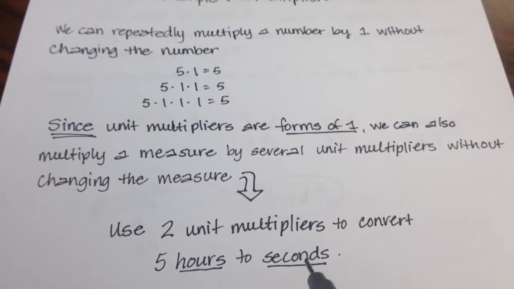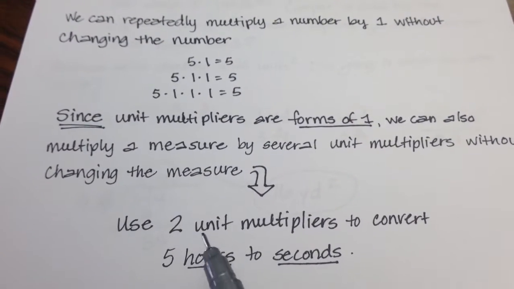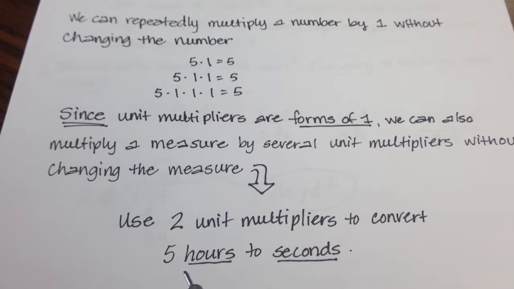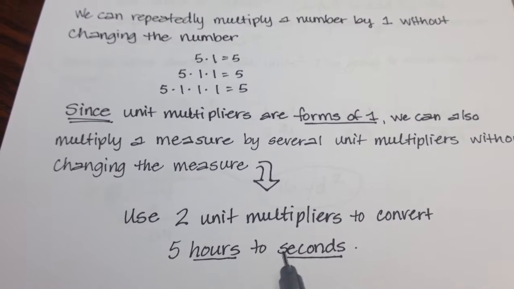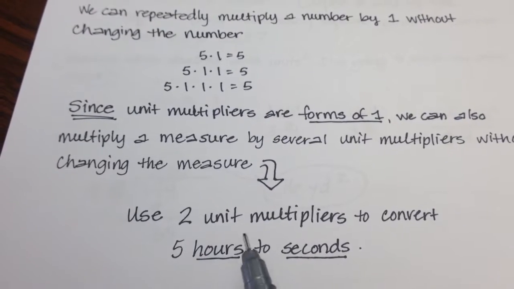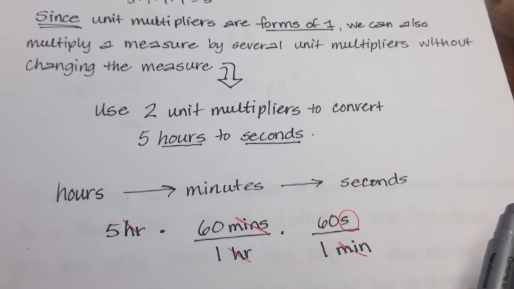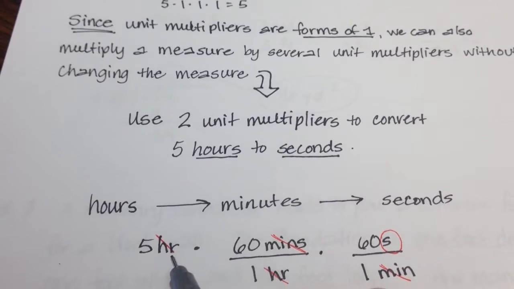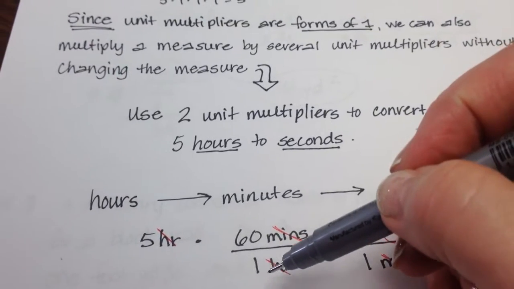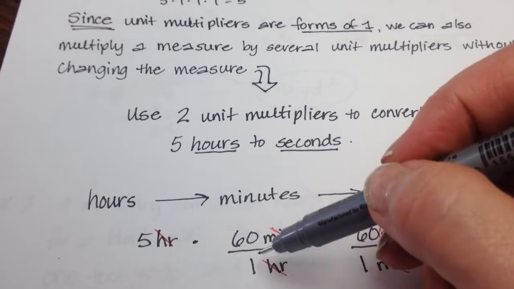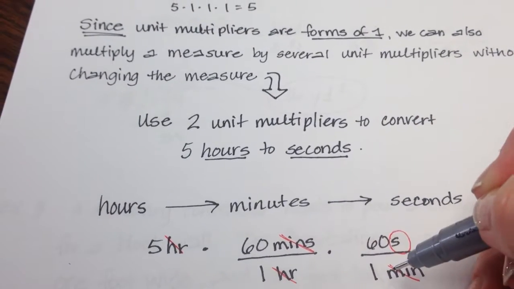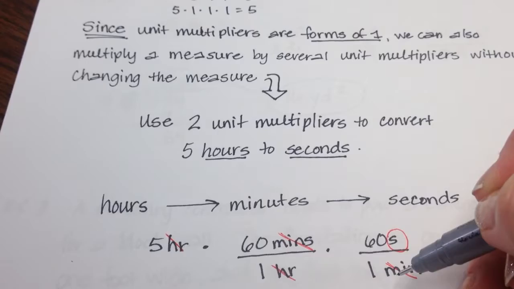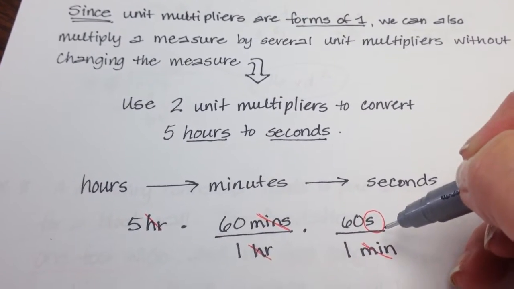the measure. So we're going to use 2 unit multipliers to convert 5 hours to seconds, because what's missing in here? Minutes. We have to change hours to minutes to seconds. So this is how it's going to go. We have 5 hours times, put the 1 hour on the bottom. How many minutes is 1 hour? 60. How many seconds in 1 minute? 60. Put the minute down here because we want to end up with seconds.